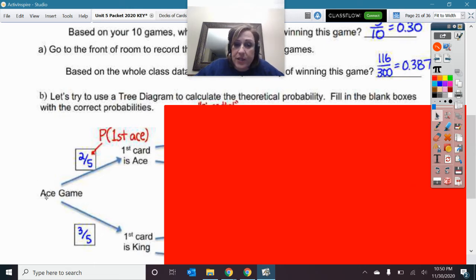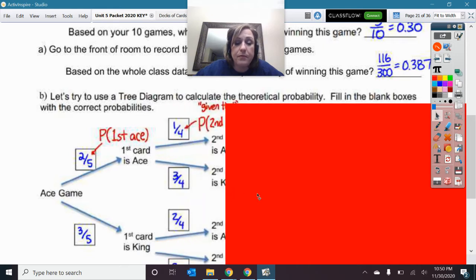If you pick an ace first, then, well, to get an ace in the game, 2/5 of the time your first one is an ace. 3/5 of the time, oh, I guess the name of this is ace game, 3/5 of the time it's a king. Okay, so there's your rate of getting what you get on your first card. Then let's see what happens from there.